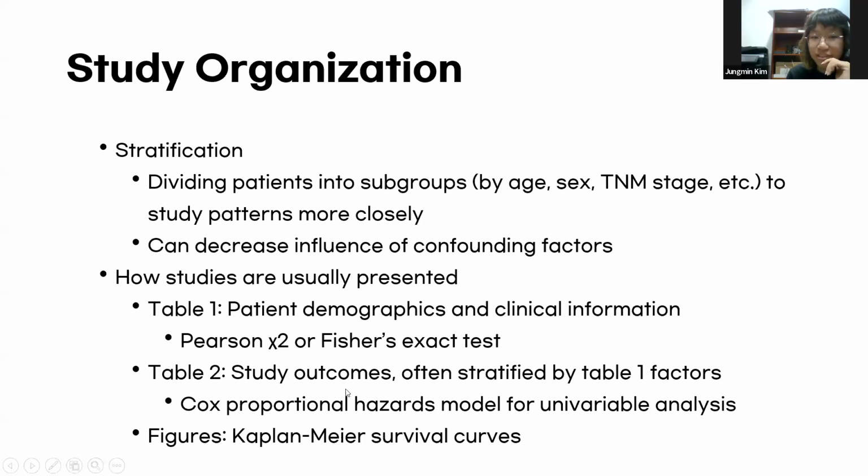And in Table 2, you mainly show the study outcomes, often stratified by Table 1 factors. And the study outcomes are stratified using the Cox proportional hazard model for univariate analysis. And in the figure, you mostly visualize the survival in each group using the Kaplan-Meier analysis. These are the main statistical techniques you will use while conducting a study.